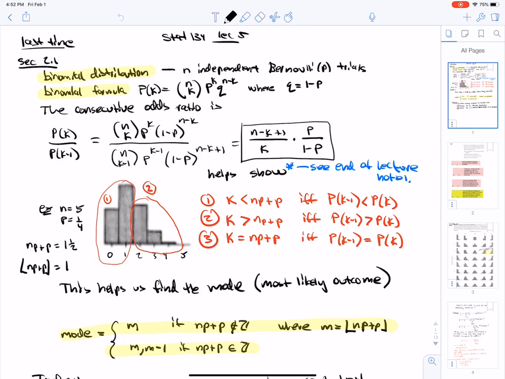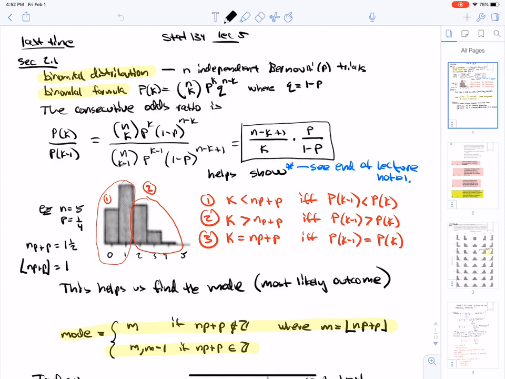So what's shown in red is that for the binomial distribution, the histogram increases exactly when the number of successes is less than np plus p. It decreases when the number of successes is greater than np plus p, and we have two modes exactly when k is equal to np plus p.